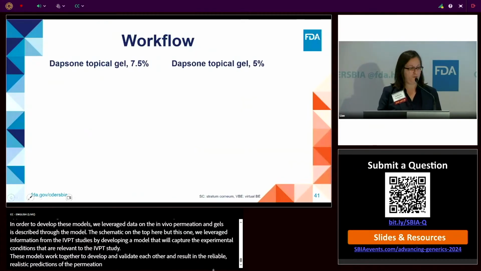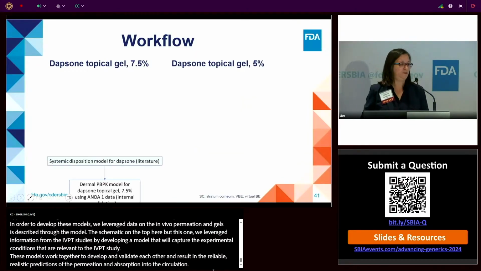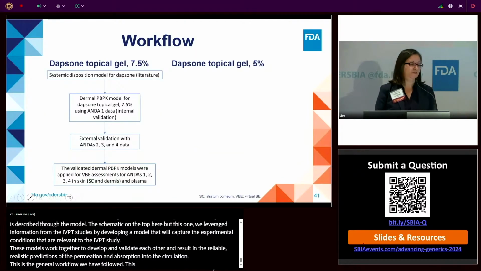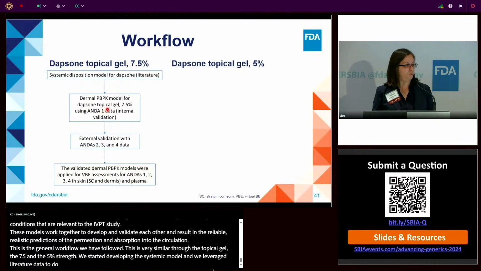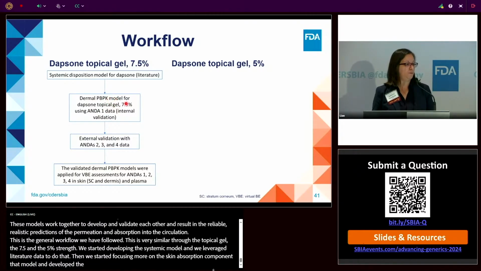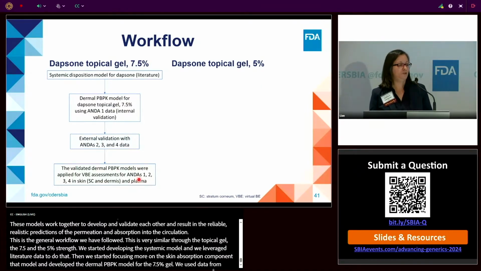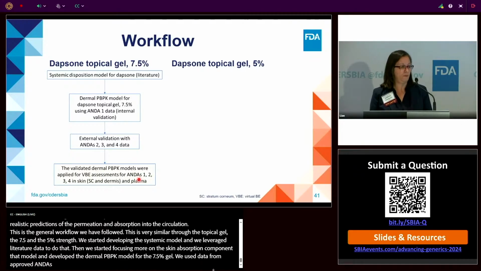So this is the general workflow that we followed. It is very similar between the topical gel, the 7.5 and the 5% strength. So we started with developing a systemic disposition model for Dapsone. We leveraged literature data to do that. And then we started focusing more on the skin absorption component of that model and developed the Dermal PBPK model for the 7.5% gel. We used data from approved ANDAs to optimize certain components of the model.